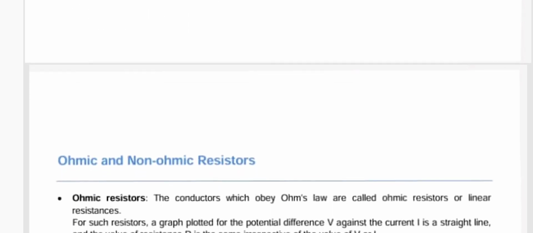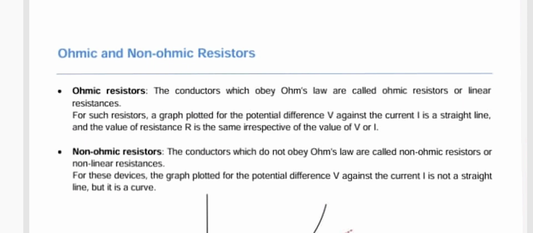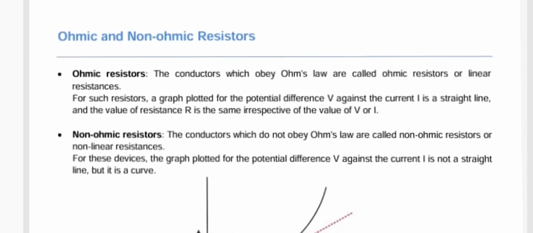Okay, so now we will go to ohmic and non-ohmic resistors. Ohmic resistor: the conductors which obey Ohm's law are called ohmic resistors or linear resistors.